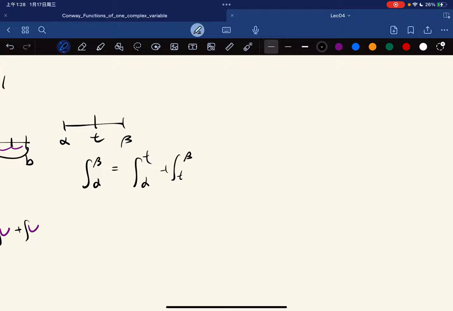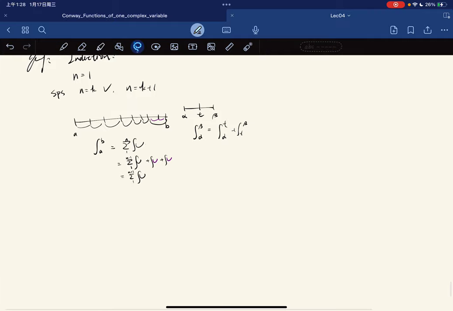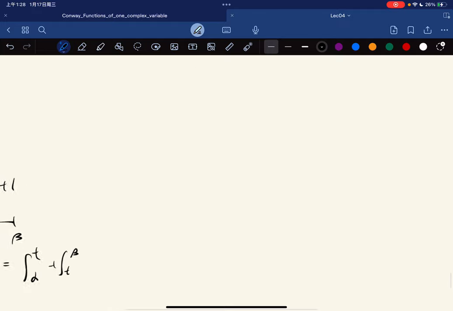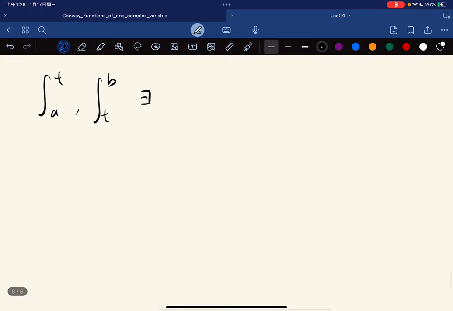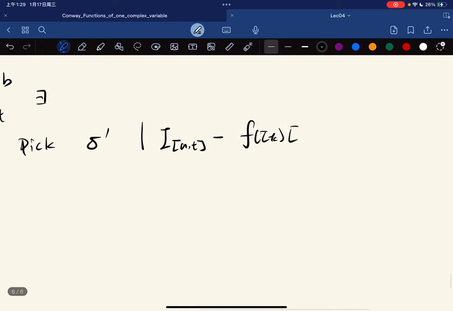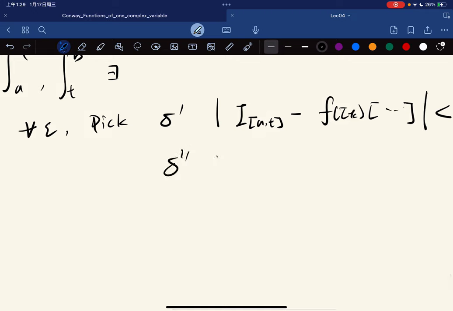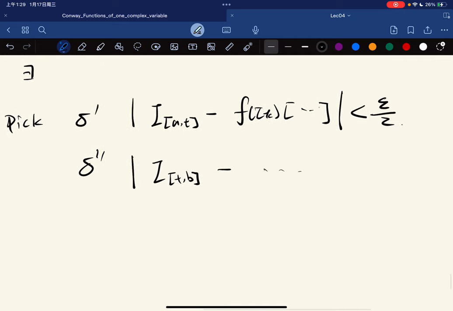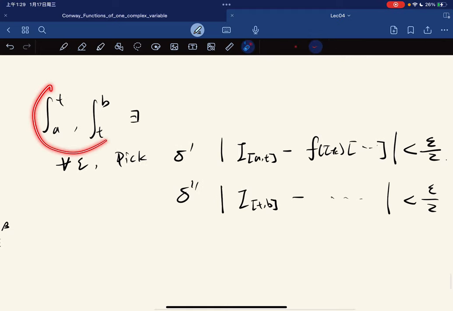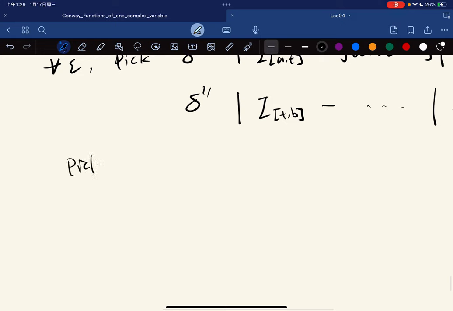Now, for the proof, let me move this over here. To prove this, let's start. We know that the integrals from a to t and t to b exist because F is continuous. We pick delta prime such that this minus F of tau k is less than epsilon over 2. And we can pick delta prime such that the integral from t to b minus this is less than epsilon over 2, because we're given that these two exist. Now we pick the minimum of the two.